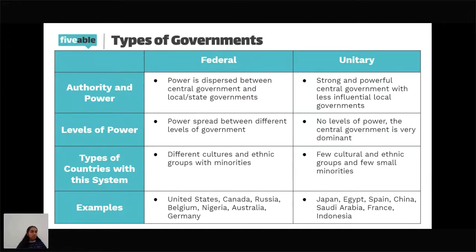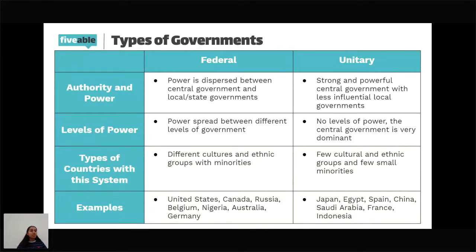And some examples of these are, of course, the United States, Canada, Russia, Belgium, Nigeria, Australia, and Germany. So most of the bigger world powers and larger countries and more developed countries usually have a federal system. For a unitary system, there is a strong and powerful central government with less influential or just completely no local governments. And usually there's no levels of power because the central government is very, very dominant.